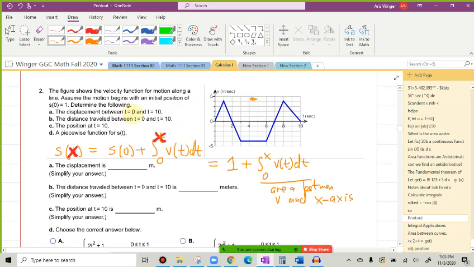The displacement between t equals 0 and t equals 10. So it wants to know the integral from 0 to 10 of v of t dt. And so here, all we're going to do is find this area here, this area here, this area here, right? And just add up the whole thing.